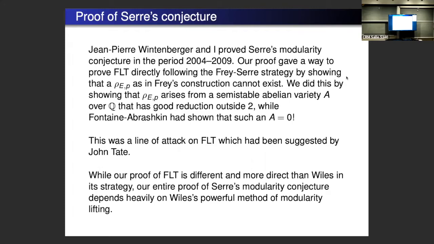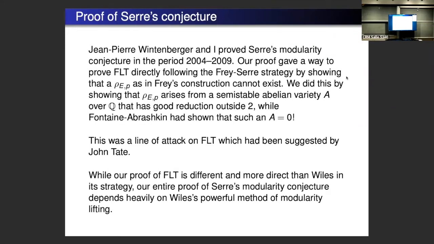So one way of thinking about proving Fermat's last theorem is to show that this mod P representation arising from a violation of Fermat's last theorem at exponent P will give rise to an abelian variety with good reduction outside 2 and semi-stable reduction at 2. And on the other hand, there is no such non-zero abelian variety. So this was, in fact, I'm told, a line of attack on Fermat's last theorem which had been suggested by Tate.